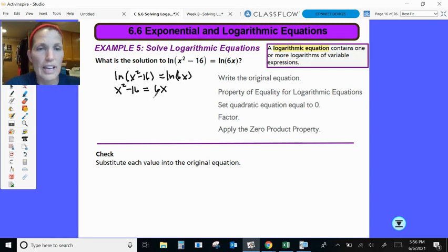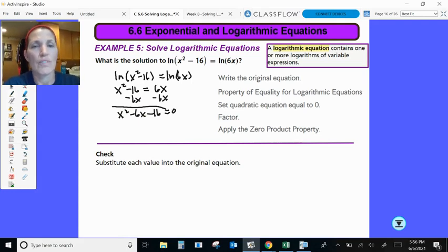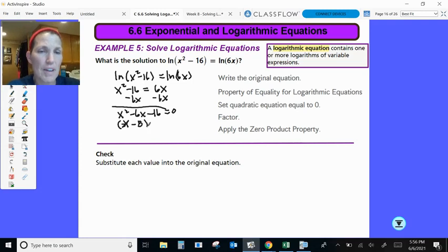So we're going to subtract 6x from both sides, and we'll end up with x squared minus 6x minus 16 equals 0. And we'll just factor that. Factors of negative 16 that add up to negative 6 are 8 and 2. So it will be x minus 8 times x plus 2 equals 0. So my results are going to be x equals 8 and negative 2.